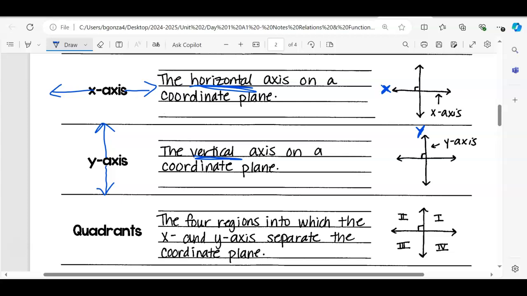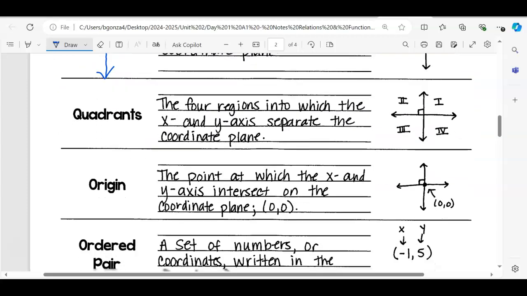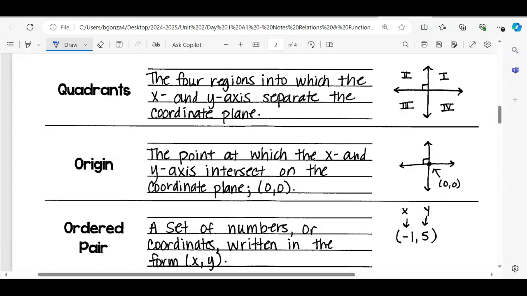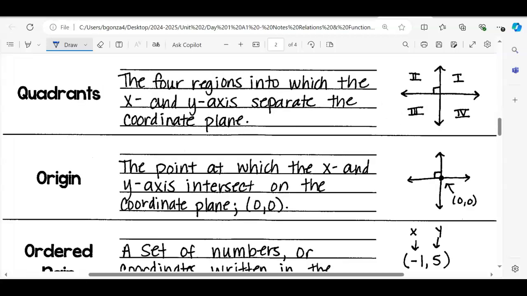Now, this might be new information. Look right here, quadrants. Quad means 4, right? When you have an X and a Y axis, it makes 4 pieces. Top right, top left, bottom right. And we number them with Roman numerals. Now, intuitively, you might think number 1 would be on the left because we read from left to right, but that's not true. Do you see where number 1 is?